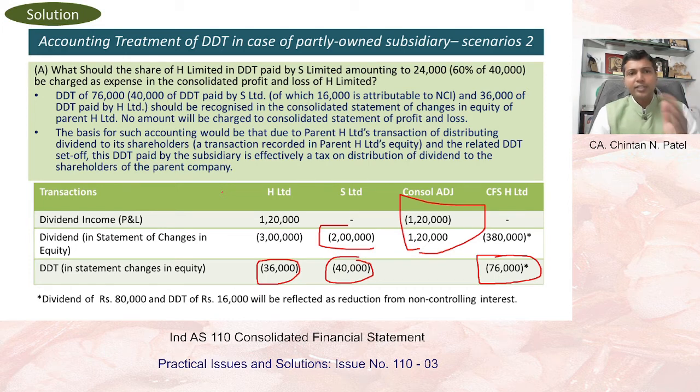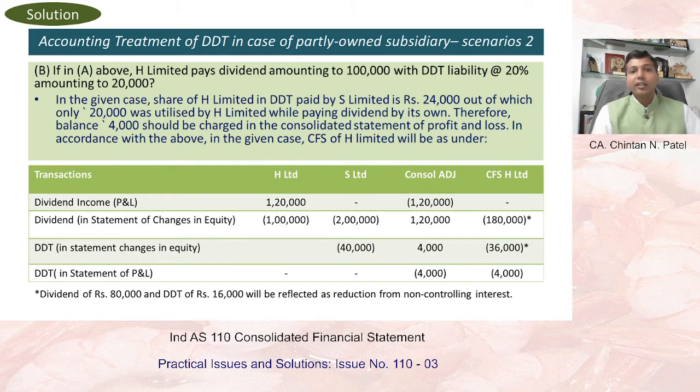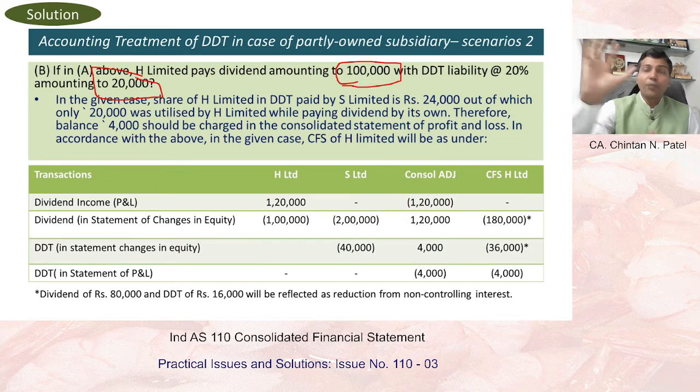Let us look at the second situation. Here, what happens is the amount of DDT which is eligible for offset is higher, because H Limited is going to pay lower DDT. In the second situation, H Limited pays dividend of only rupees 1 lakh, right? So the DDT will come to only 20,000 rupees. So the offset of 24,000 rupees is higher than the DDT liability of H Limited. That means there is a deficit of 4,000 rupees.